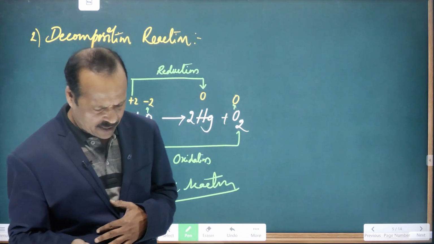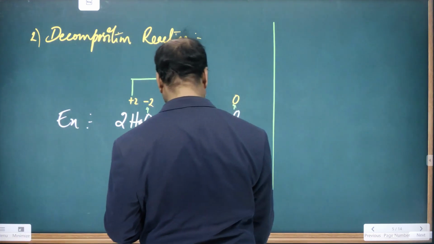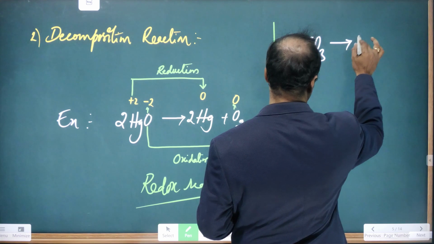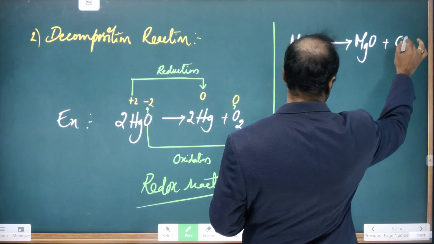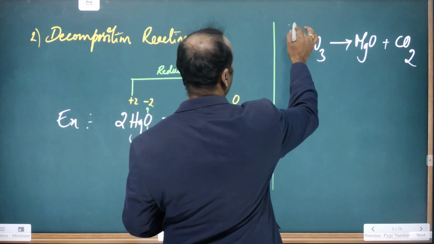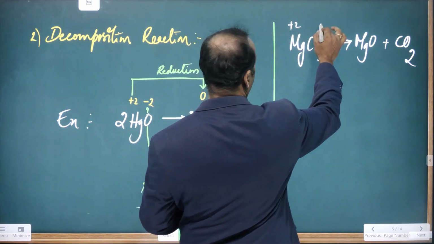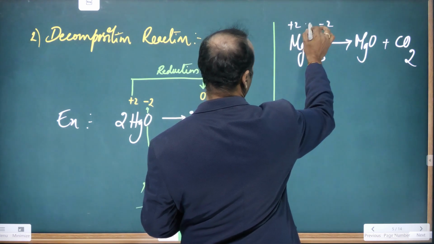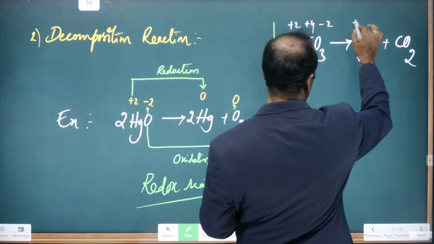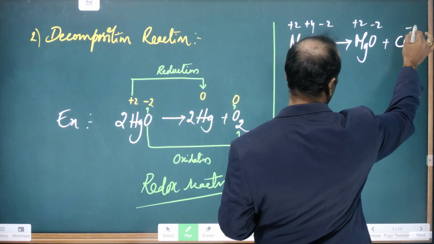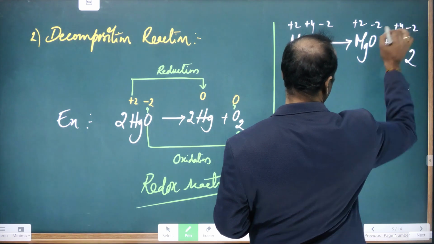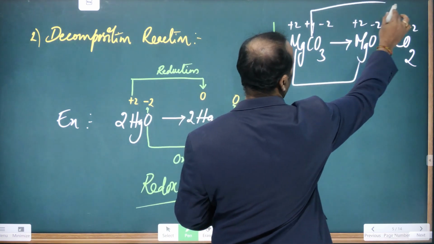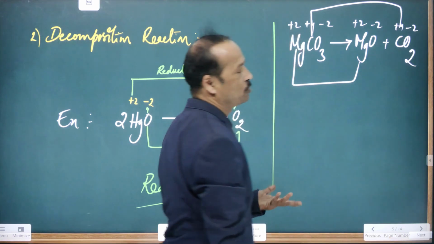Okay. For example, one example is given in your material: magnesium carbonate. Magnesium carbonate on heating gives magnesium oxide and carbon dioxide. Here you know that magnesium belongs to the second group, so +2, oxygen -2, times 3 is -6, -6 plus 2 is -4, so the carbon is +4 here, right? Now here if you see, magnesium +2, no change, carbon +4, no change, oxygen -2, no change.